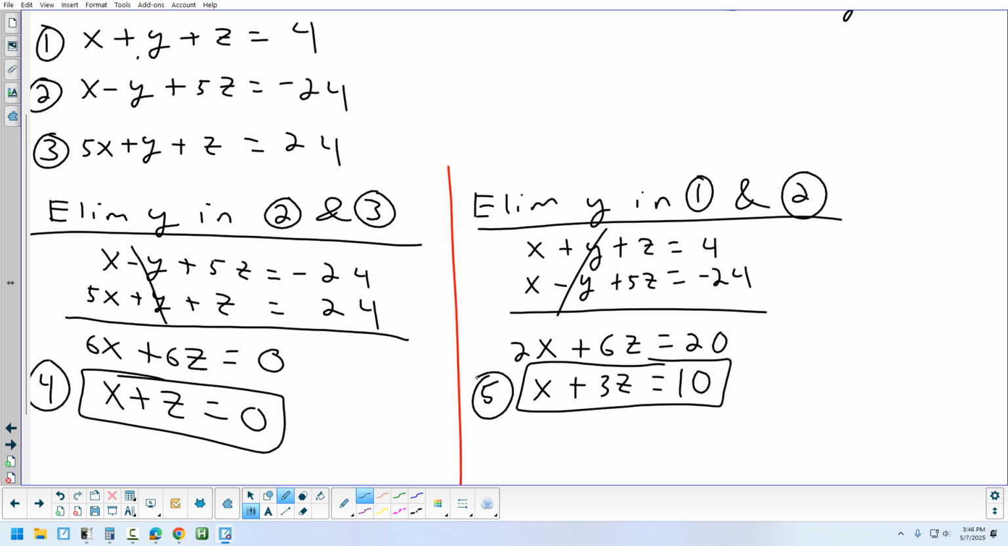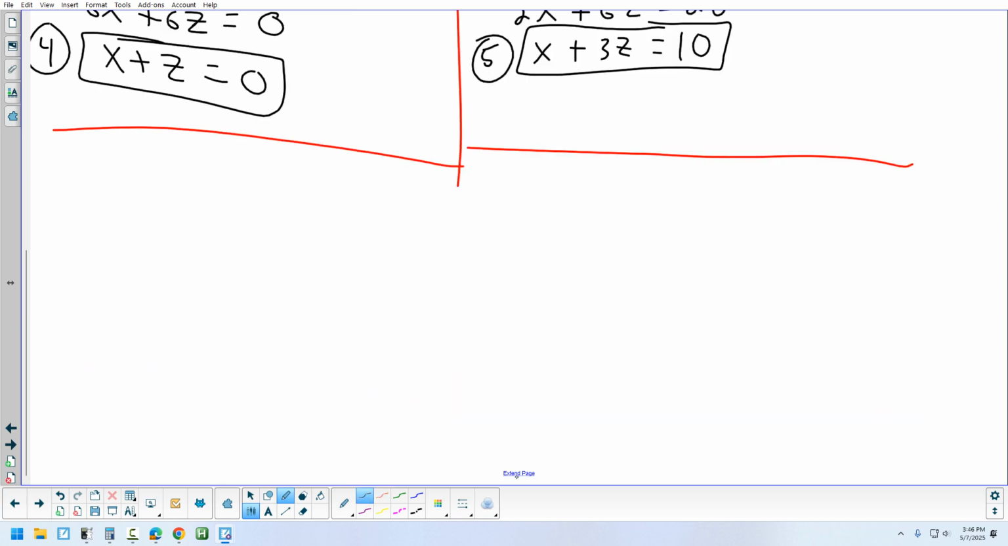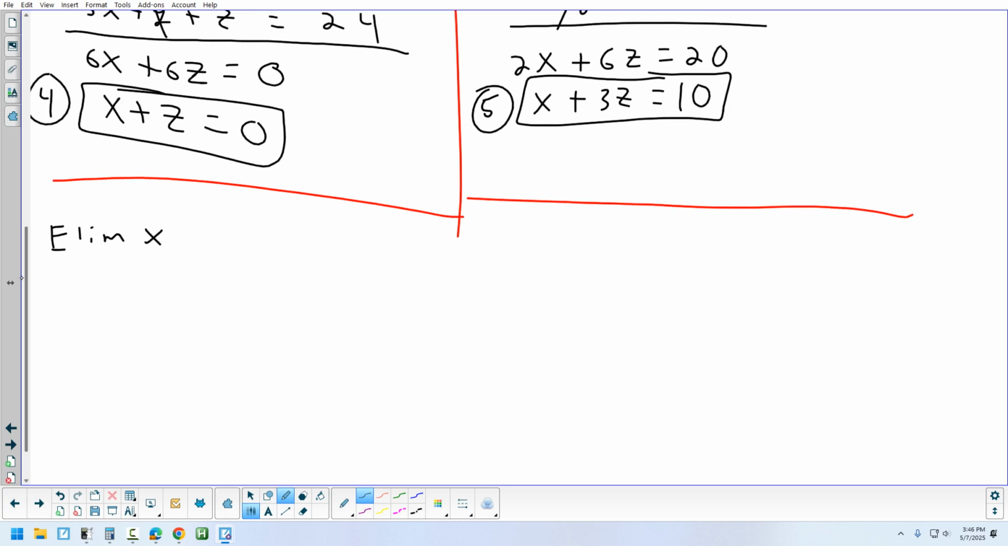Now we're going to take 4 and 5 and figure out how we can eliminate another letter. Okay, so now we don't have a choice. You have to use 4 and 5, but do you want to eliminate x or z? x. So we're going to eliminate x in 4 and 5. Okay, this time, if you combine them just the way they are, will the x's cancel? No. So this time we're going to have to multiply.